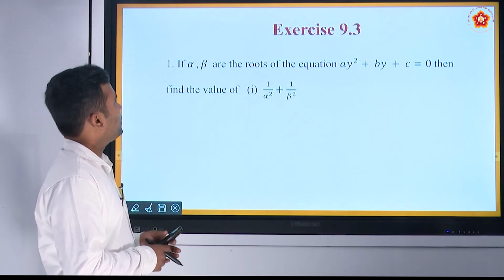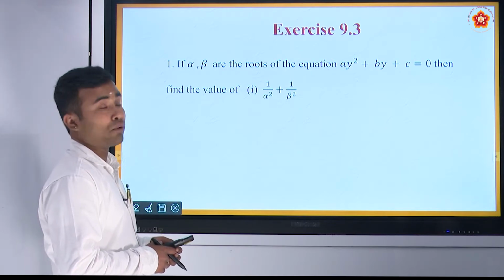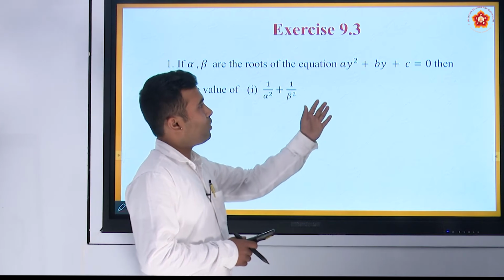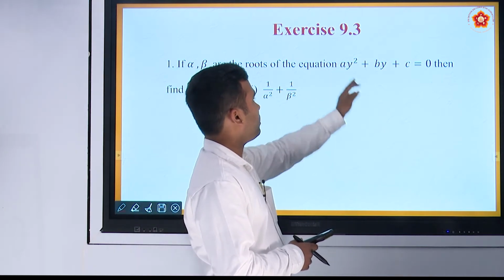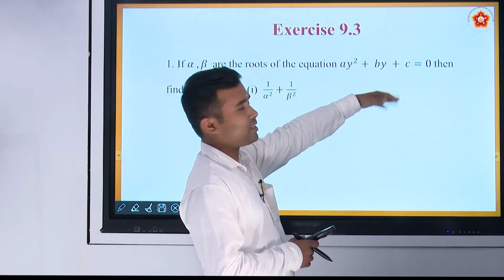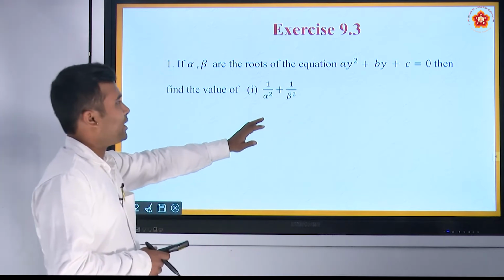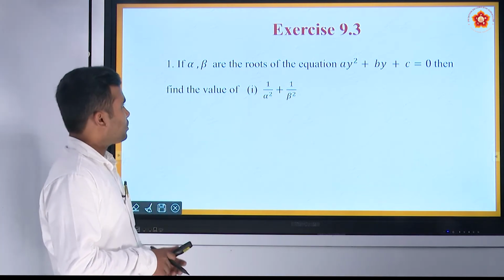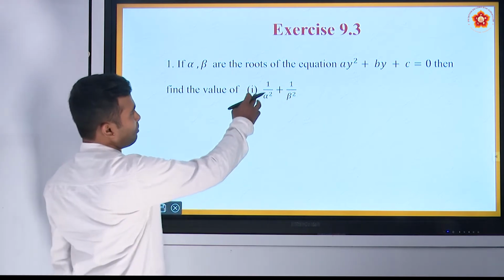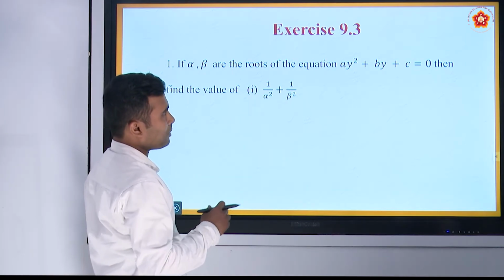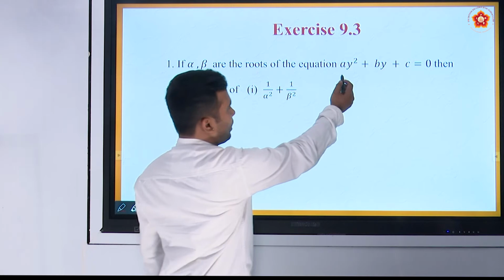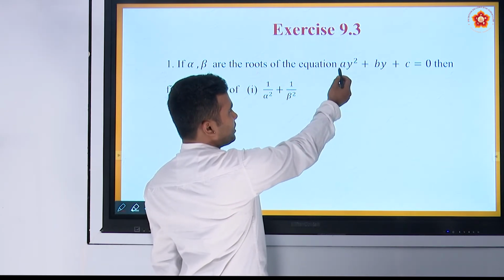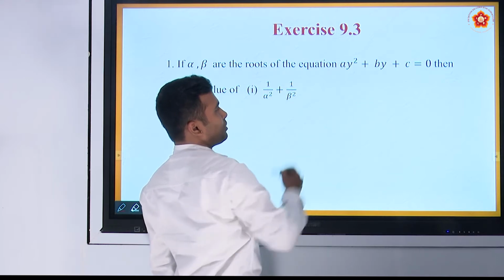Okay. So here we move on to exercise 9.3. Alpha and beta are the two roots of the quadratic equation ay square plus by plus c is equal to 0. Then we have to find the value of 1 by alpha square plus 1 by beta square. So let us find what is 1 by alpha square plus 1 by beta square. See, this quadratic equation is given in terms of y, that is ay square plus by plus c is equal to 0.